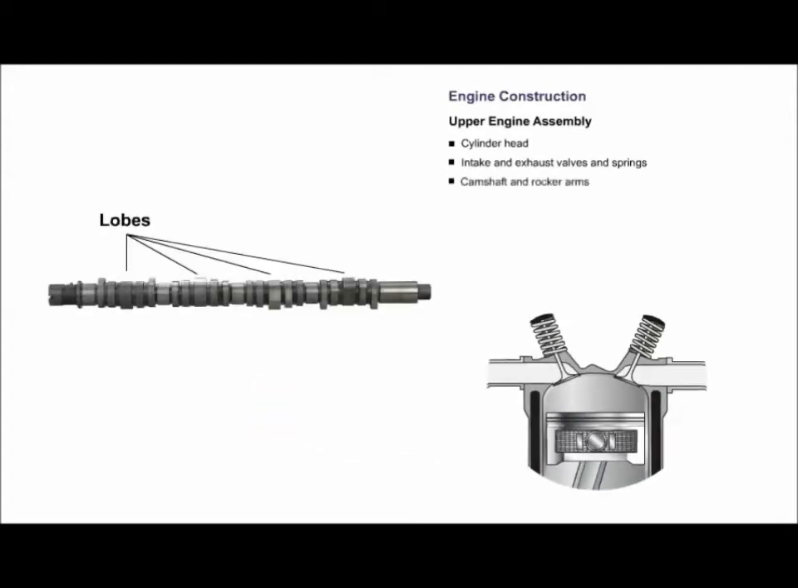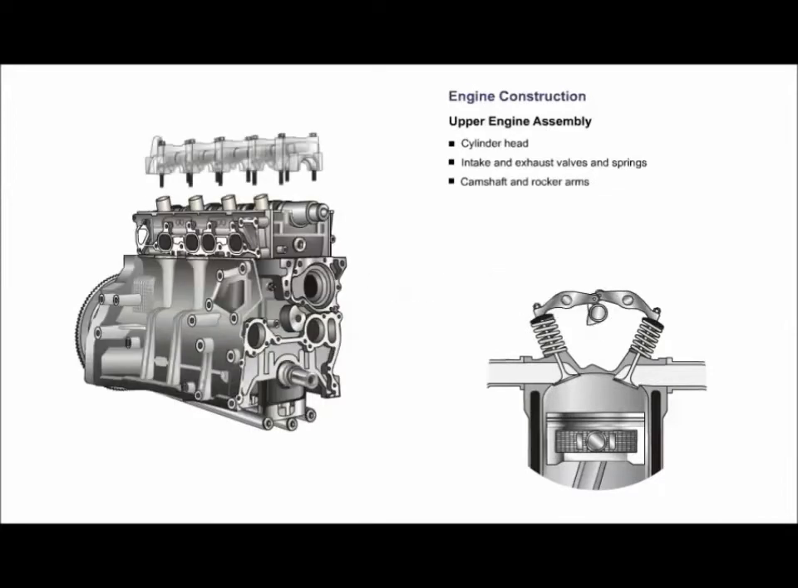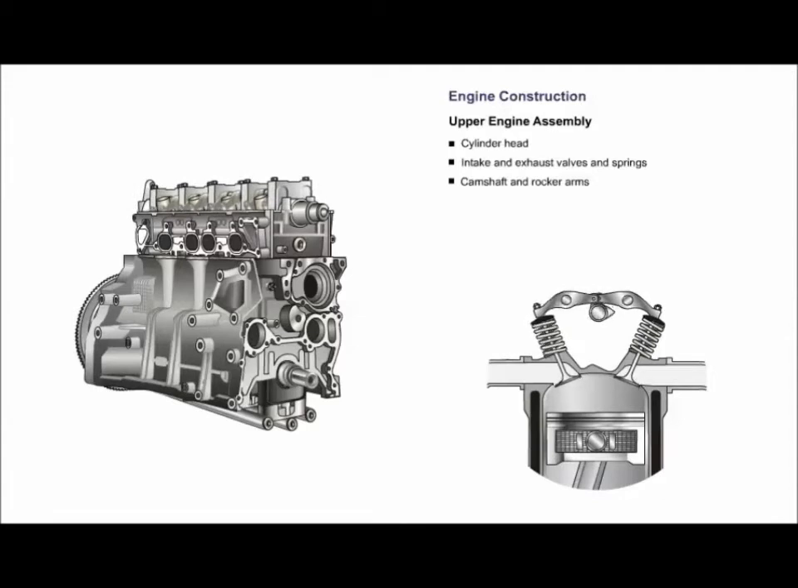The camshaft opens the valves using leverage provided by the camshaft lobes. It attaches to the top of the cylinder head, and rocker arms transfer the leverage from the camshaft lobes to force the valve open against spring pressure.